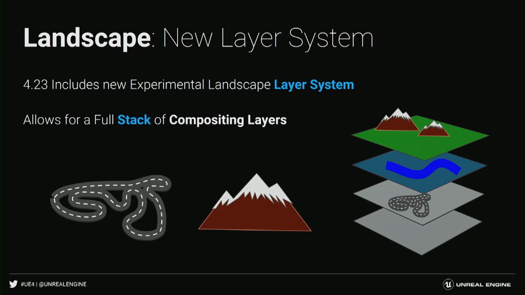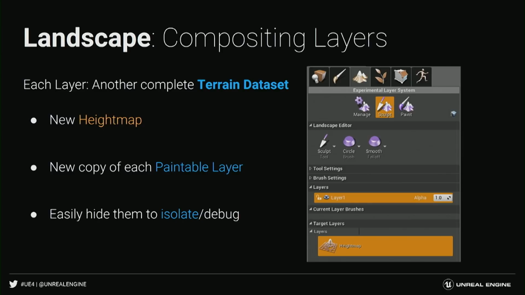So the big thing for the landscape improvements right now is the new layer system. 4.23 included this as an experimental feature. It's called the layer system. And it's also worth mentioning that 4.24 is aiming to have this system go out of experimental and into beta. The layer system allows for a full stack of compositing layers on your terrain. It's up to you how you want to use them, but for example, you might want to have different types of editing on different layers.